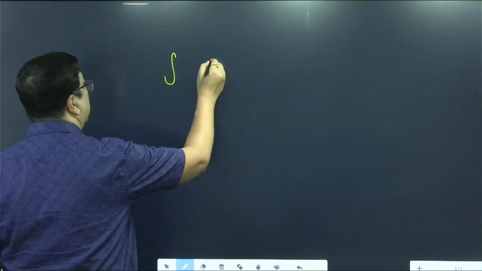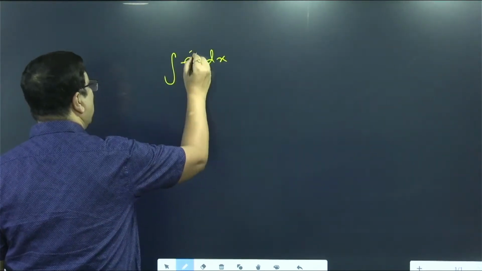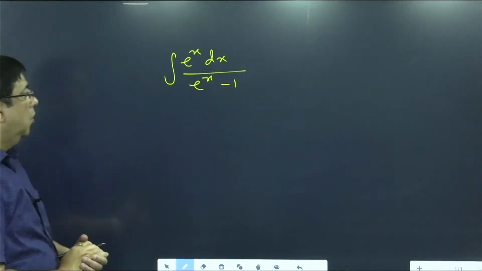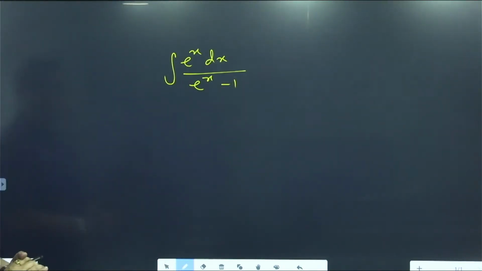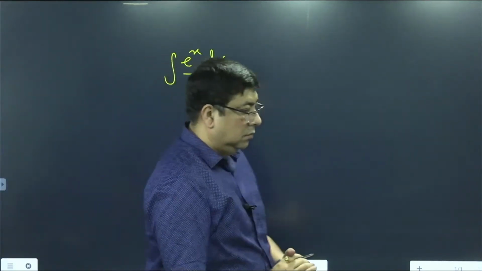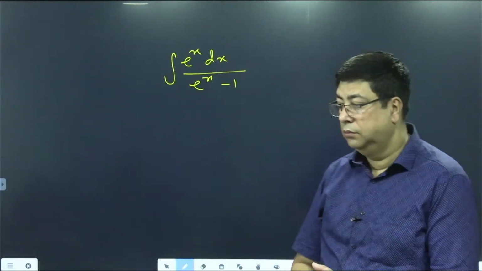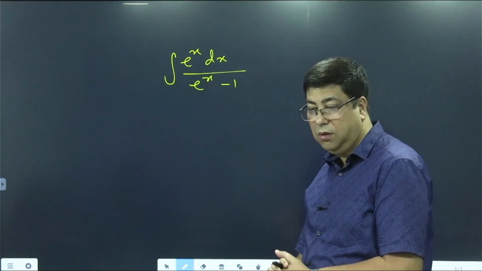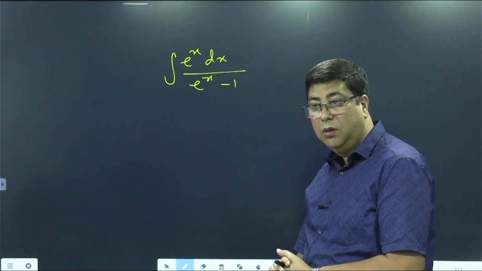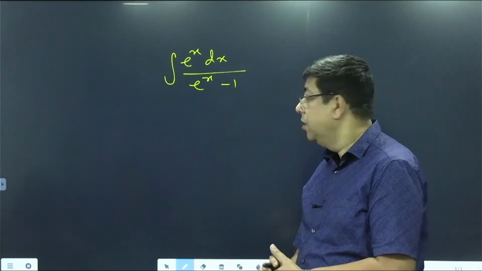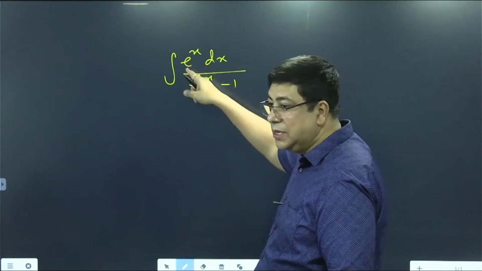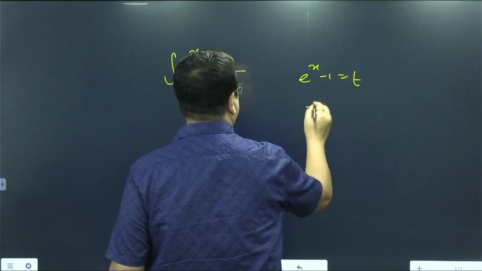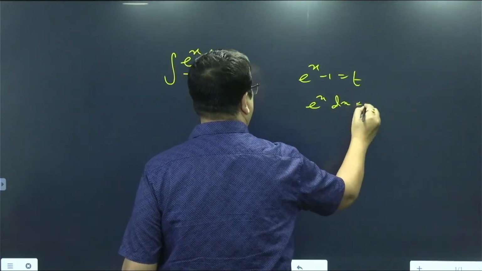Integration dx by e to the power x minus 1. What to do here? Take e to the power x minus 1 as t. Yes, right, because e to the power x is present here, therefore we can take e to the power x minus 1 equal to t. So e to the power x dx equal to dt.